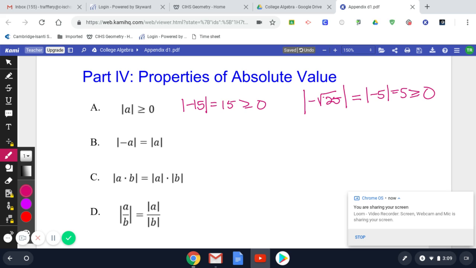B is just saying that they're equal because the absolute value of negative a is a, which is equal to a. In here, it's saying you can split them apart. You can take the absolute value of each piece and then multiply them. And same thing with division.